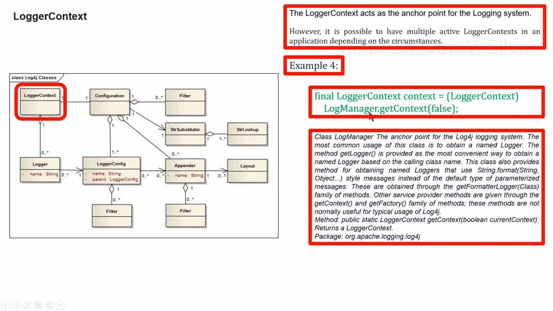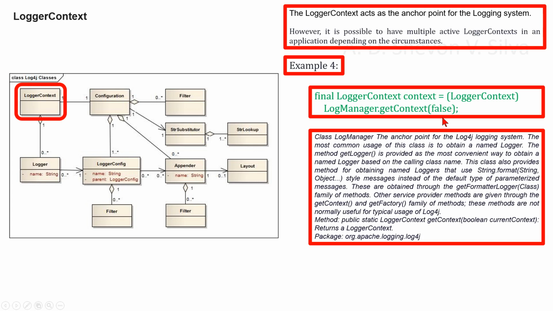Other service provider methods are given through getContext. Here we consider the getContext and getFactory families of methods. These methods are not normally useful for typical usage of Log4j. Here you can see public static LoggerContext getContext(boolean currentContext). This returns a LoggerContext. Here is the parameter currentContext. If false, the current context appropriate for the caller of this method is returned.